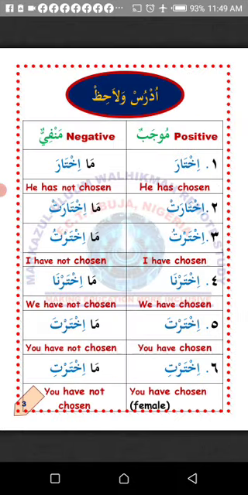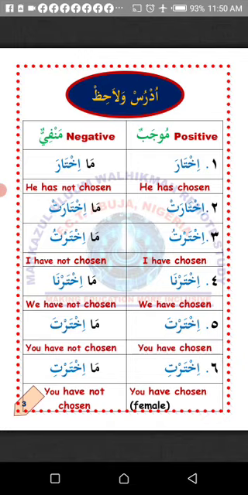MashaAllah. Udrus, learn, walahiz, and observe at the same time. Mujab, positive. Manfiyun, negative. Mujab, positive, is the state of a sentence in Arabic that means something has happened. Manfiyun, negative, is the state of a sentence in Arabic that means nothing has happened.